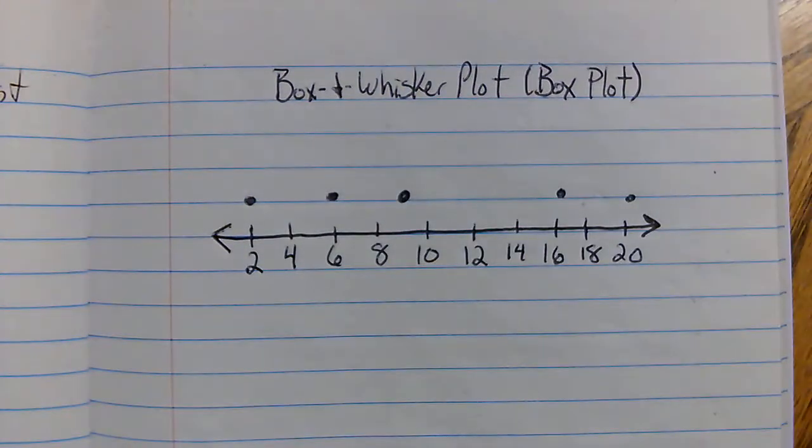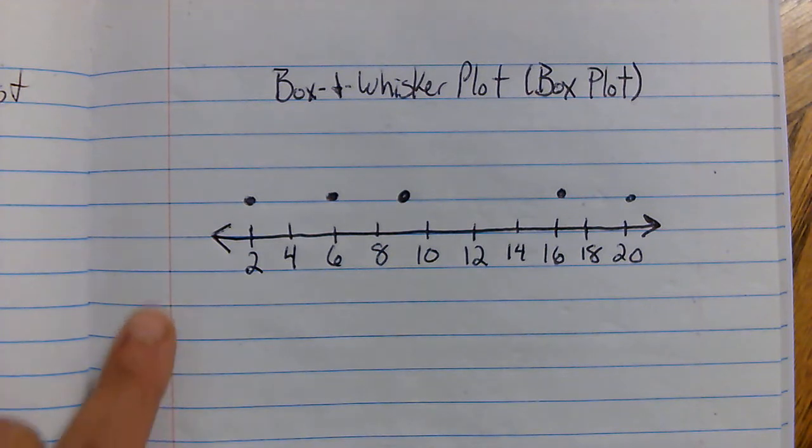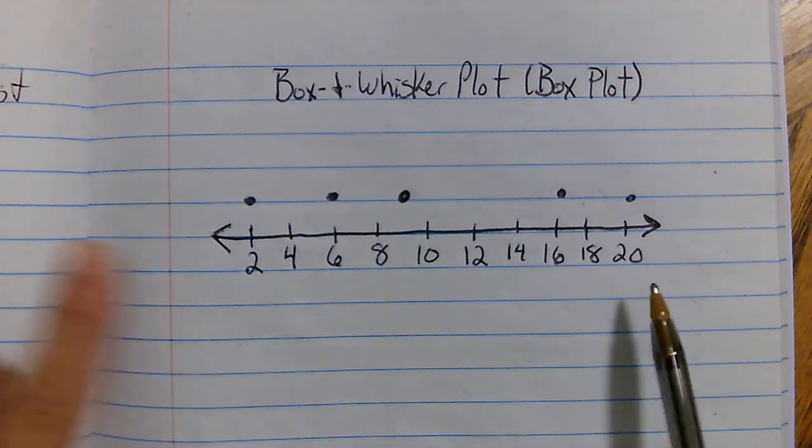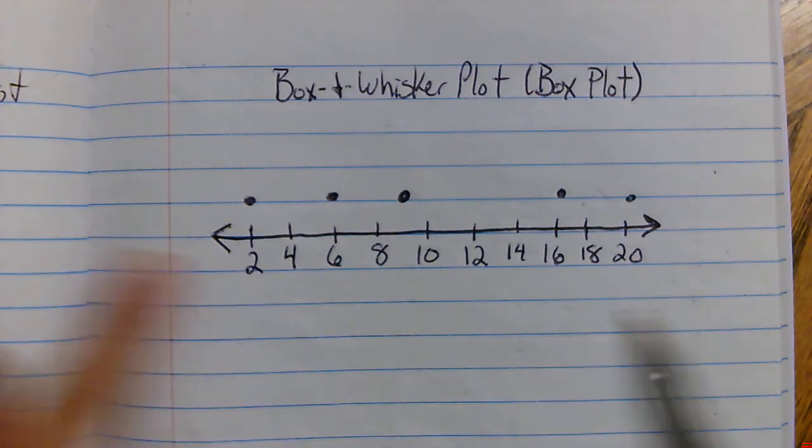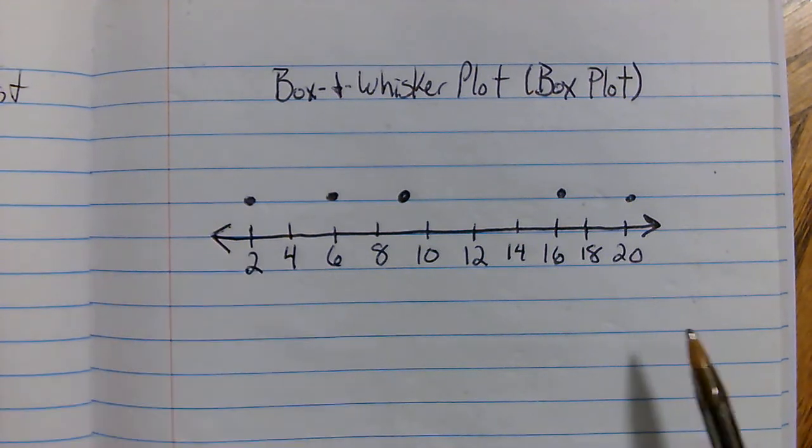I always want to make my number line big enough so that I can fit everything on the number line comfortably. All right, I wouldn't want it smushed too close to the end or have a number line so long that I've got 5 extra numbers over here or something. I want it just big enough to fit my data on there.